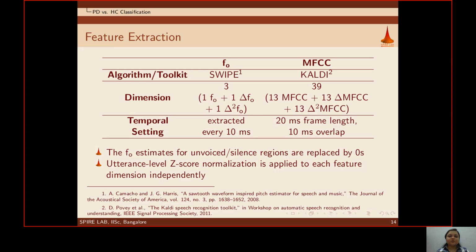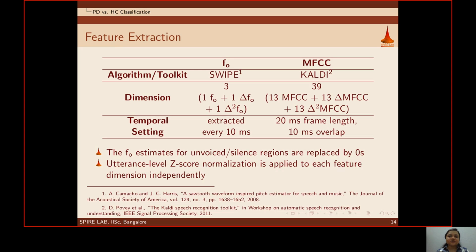Here we use noise robust SWIPE algorithm to estimate the F0 values. Estimates for unvoiced or silence regions are set to 0. Local estimates of the first and second order derivatives of the obtained F0 contours are also included, giving rise to three-dimensional feature vectors. MFCC on the other hand is computed using the Kaldi toolkit.